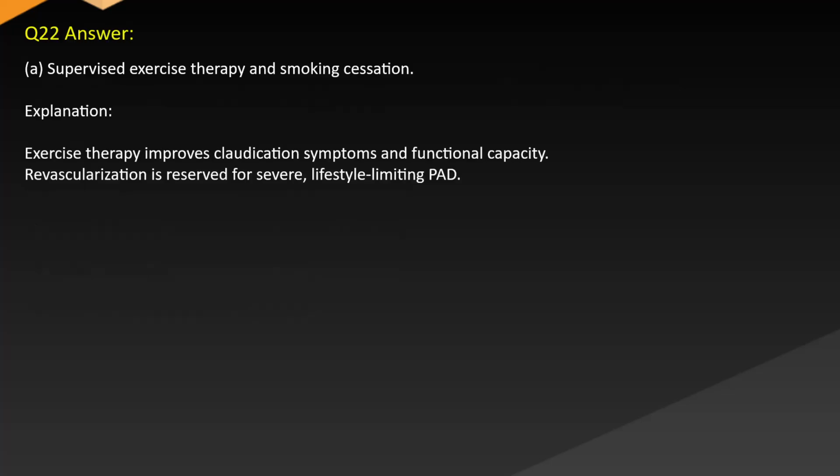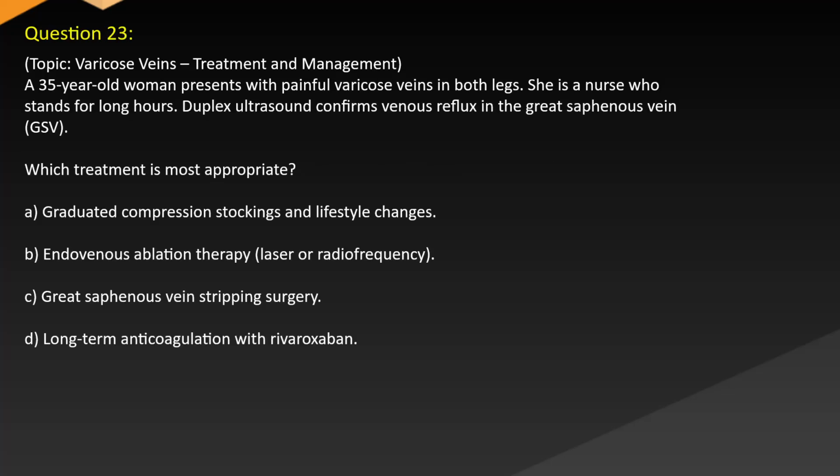Answer: A. Supervised exercise therapy and smoking cessation. Explanation: exercise therapy improves claudication symptoms and functional capacity. Revascularization is reserved for severe lifestyle-limiting PAD. Question 23. Topic: Varicose veins.